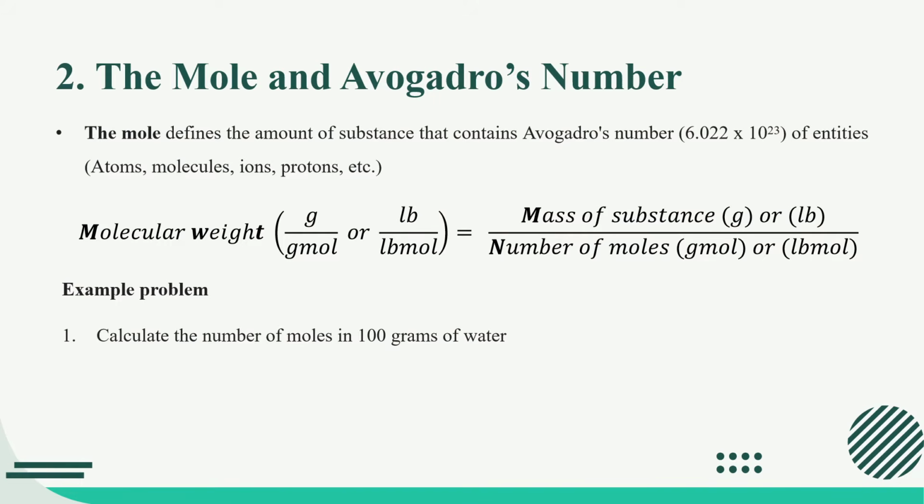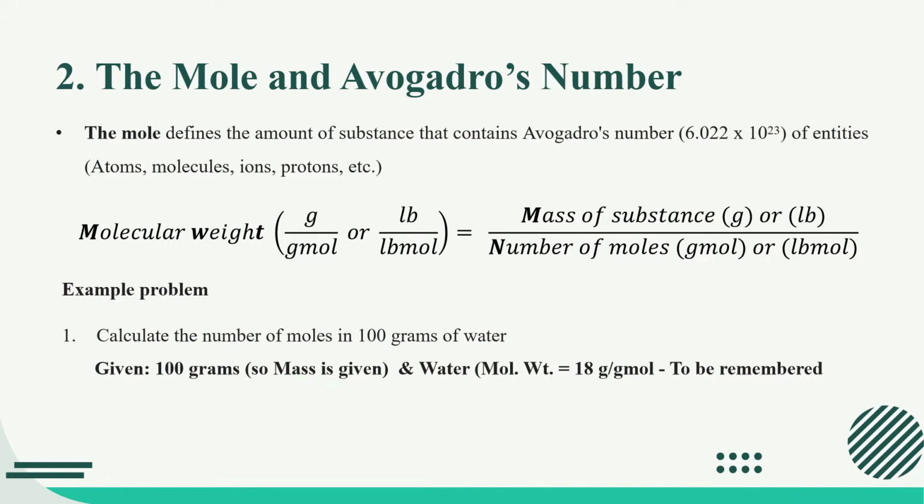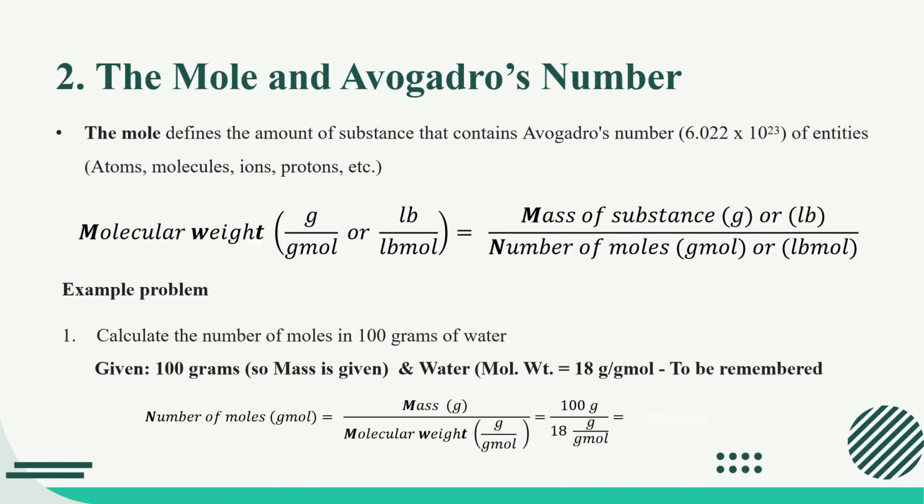The question says, calculate the number of moles in 100 grams of water. So what is the given data here? The given data is in mass, and we're going to use the molecular weight as I already told you. In this case, for water, it is 18 gram per gram mole. Let's rearrange this relation so that we can calculate the number of moles. Number of moles is the ratio of mass by molecular weight. Mass is 100 gram, molecular weight is 18 gram per gram mole. So we get 5.56 gram moles of water in 100 grams of water.